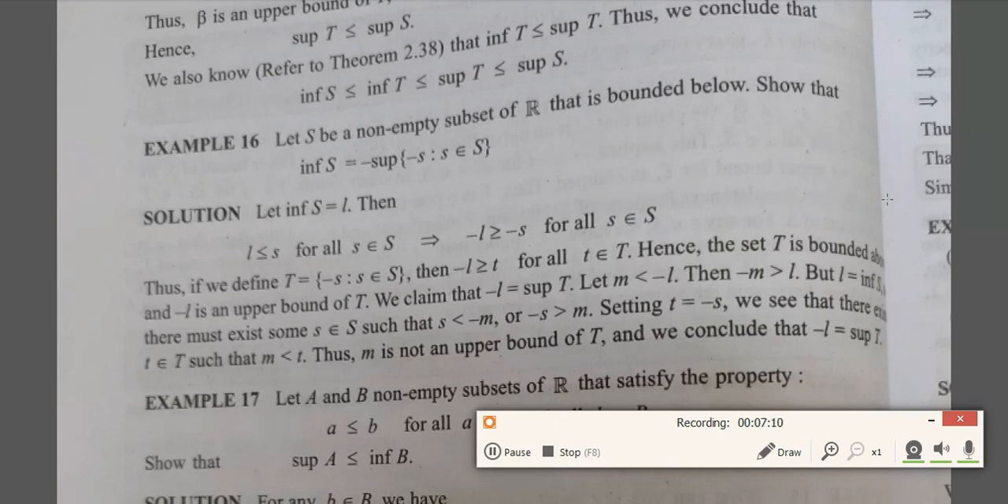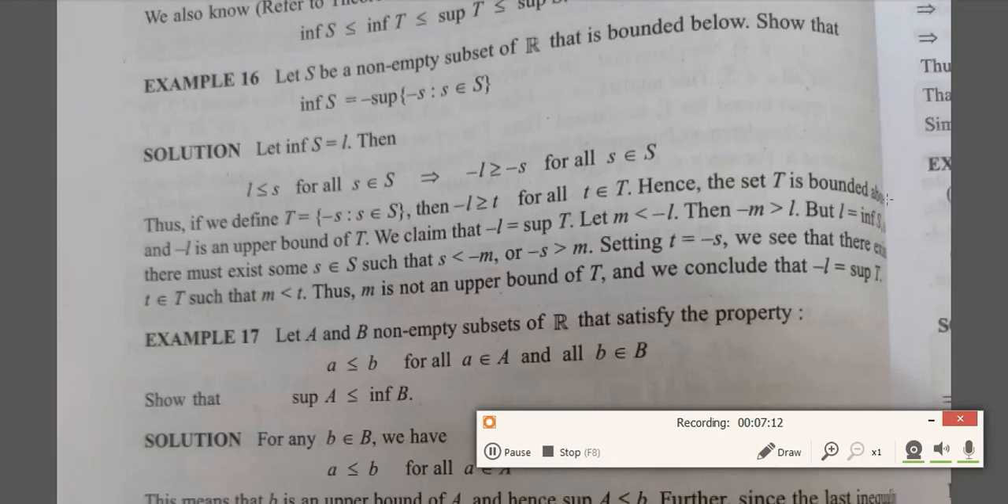Multiplying by a negative sign, we get minus L is greater than or equal to minus s for every s in S. We define a set T of all minus s such that s belongs to S. Then minus L is greater than or equal to t for every t in T. Thus this set T is bounded above and minus L is an upper bound of T. We claim that this minus L is the supremum of T.